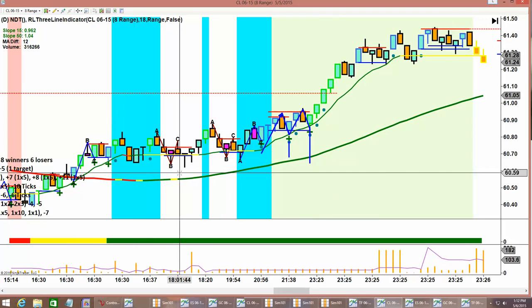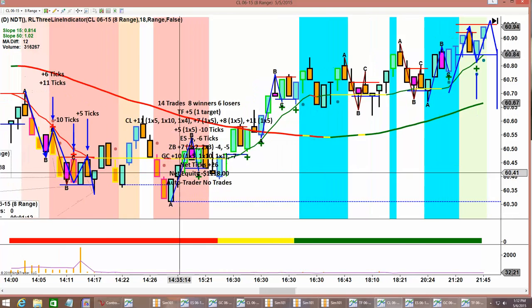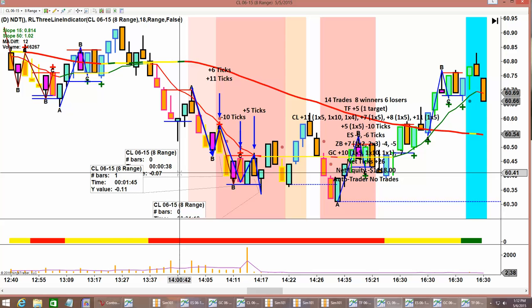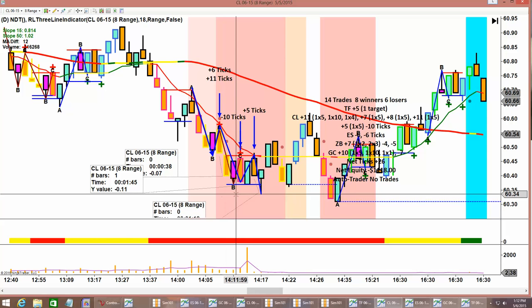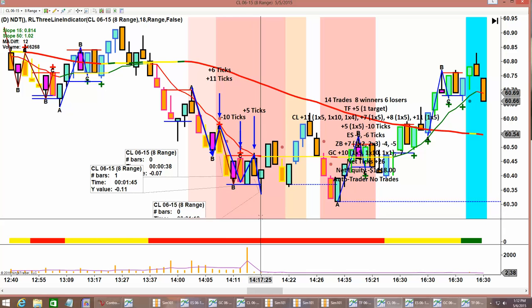Now this yellow, we don't trade it. Now this is a period of time when we didn't have quant line analysis, and you can see right here, even with the quant line, we did take a loser. It's going to happen.